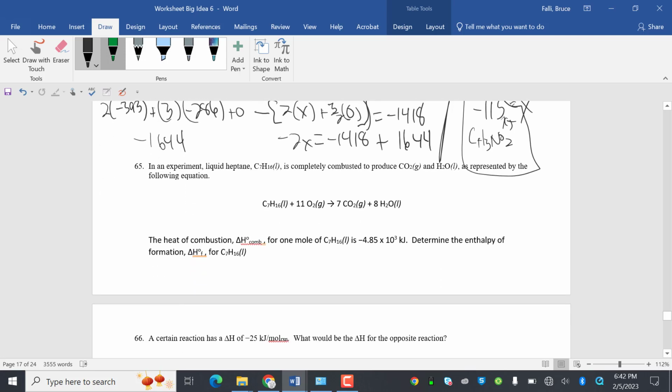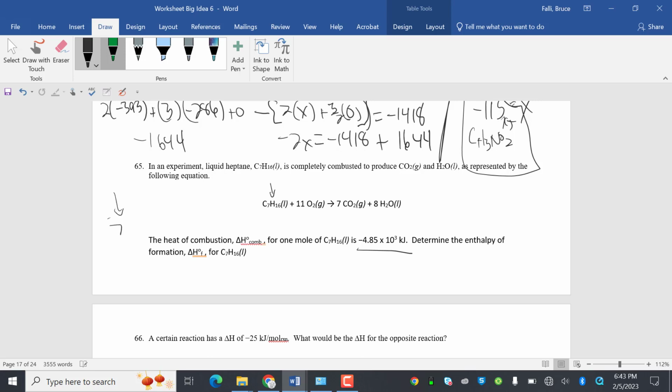All right. In an experiment, liquid heptane is completely combusted to produce CO2 and water, as represented by this equation. The heat of combustion for 1 mole of it is given. Determine the enthalpy of formation of heptane. So all I have to do is solve for this guy. Same thing, products minus reactants. I'm going to do it in this space right here.